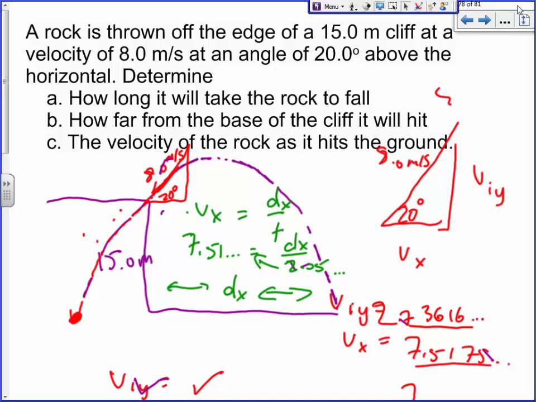Does that make sense? I'm doing half of that verbally. Your velocity in x, we just found. I mean, we found it right at the beginning, right? It was the cosine of 20 times 8. So 7.51. Take that velocity. It's always traveling that x speed. Times it by the time we just calculated, and there's your distance in x.